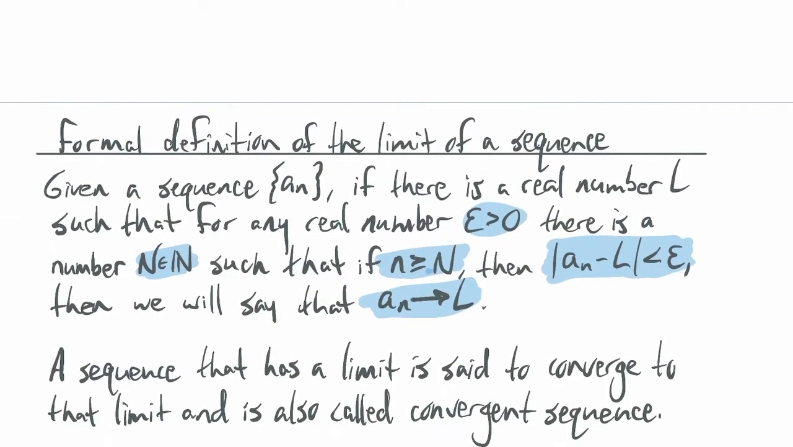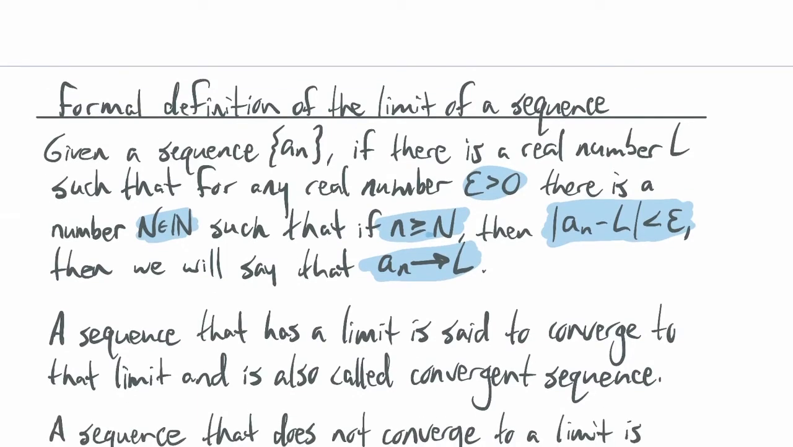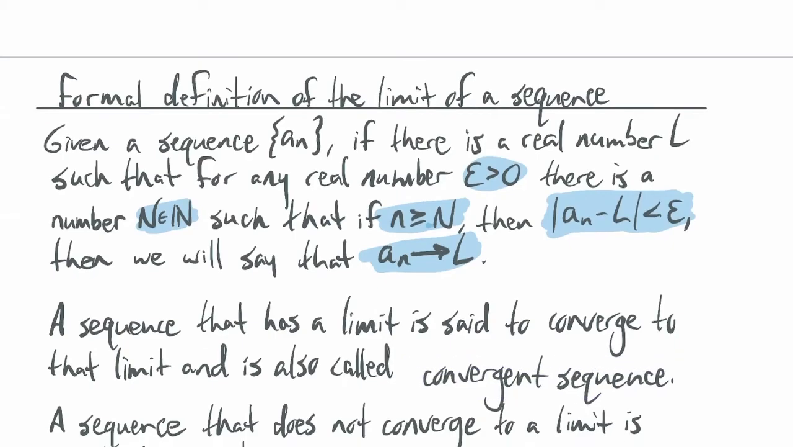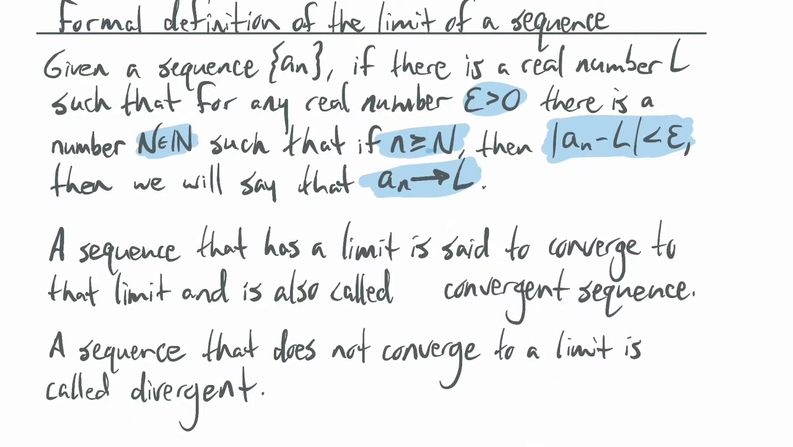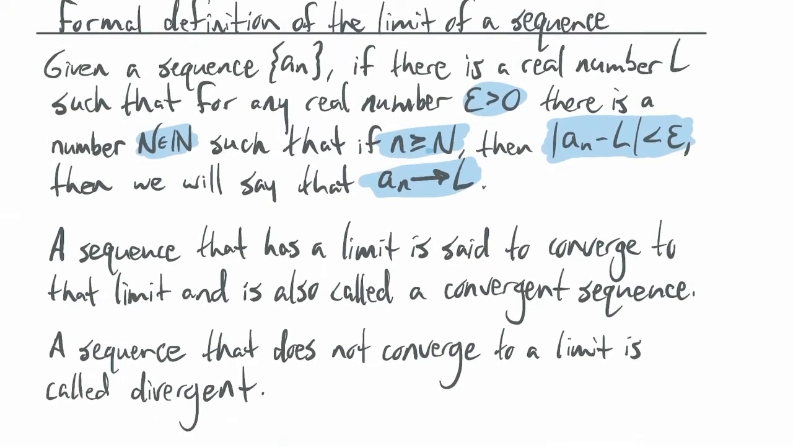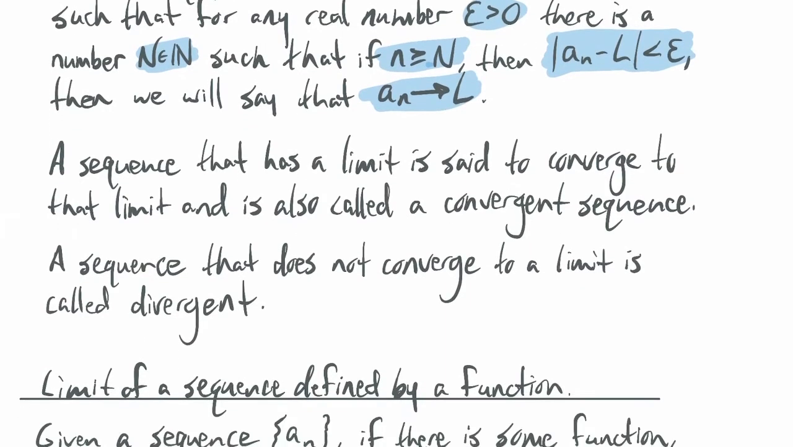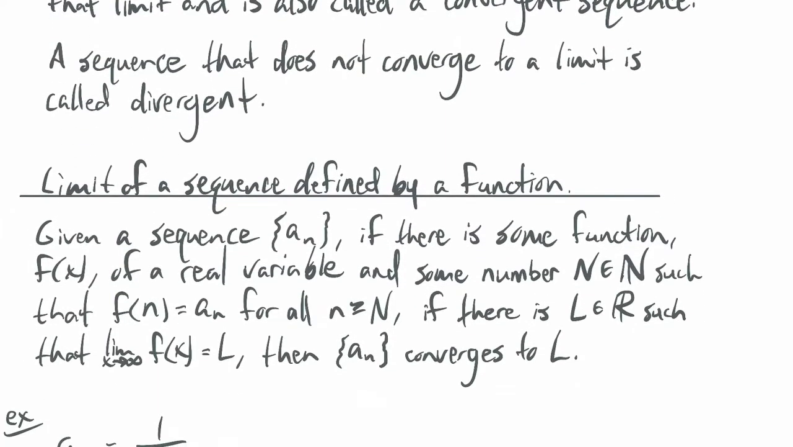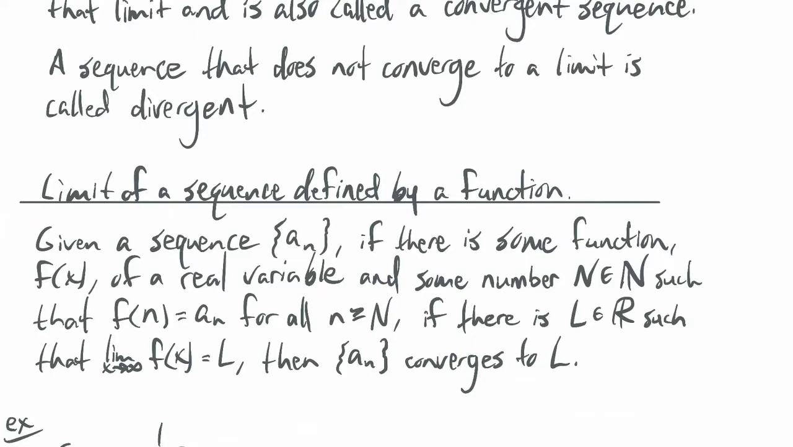So this is what I was saying earlier, that we had some terminology a little bit ahead of time. A sequence that has a limit is said to converge to that limit and is also called a convergent sequence. Let me fix that there. A convergent sequence. Okay. A sequence that does not converge to a limit is called divergent, which we used earlier. Okay. So this is a really useful thing, and this is going to allow us to put different examples on a more concrete footing as to how we solve them.